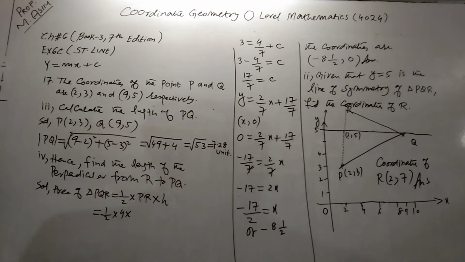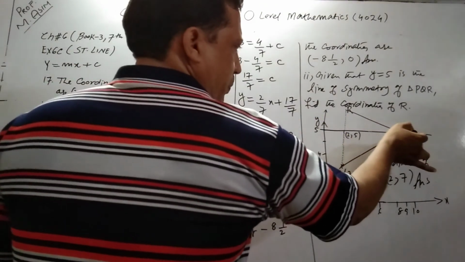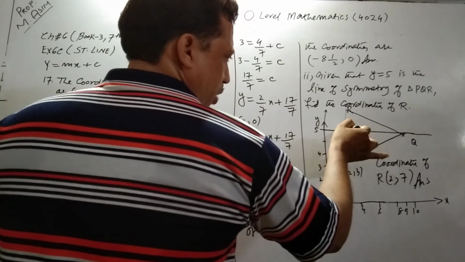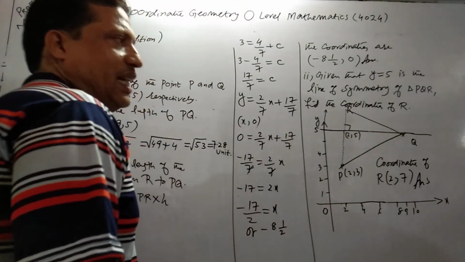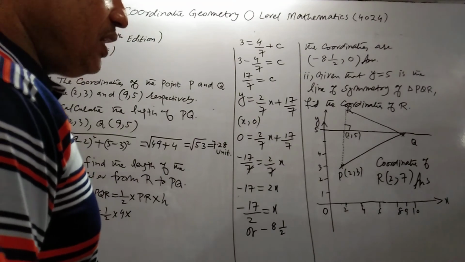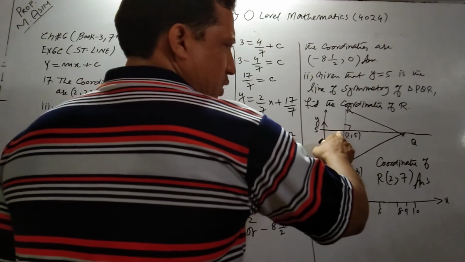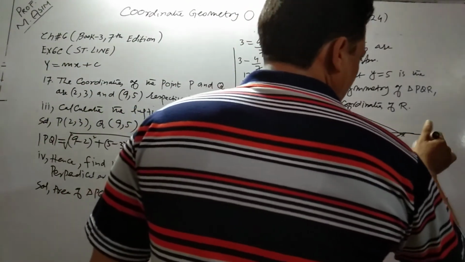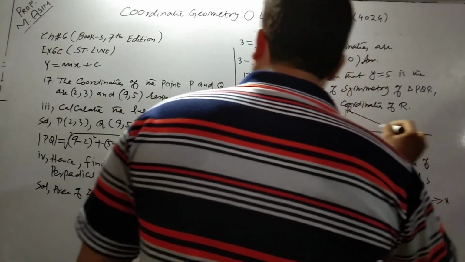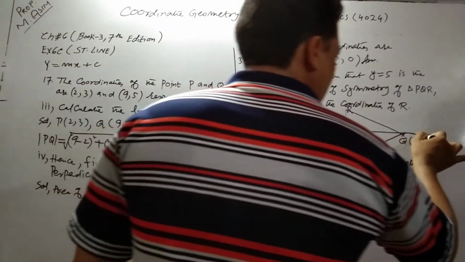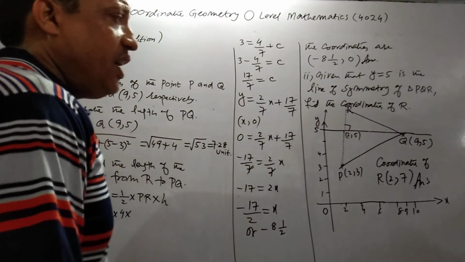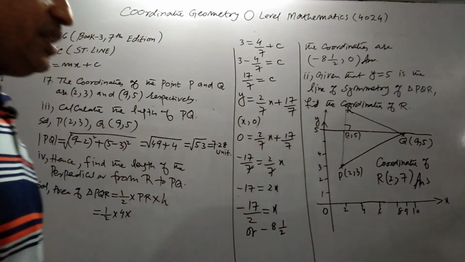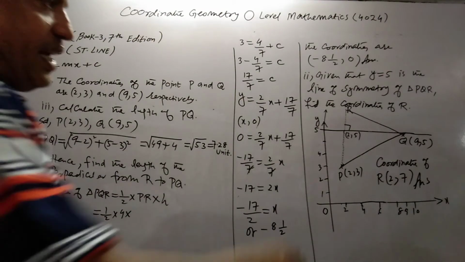Multiply by height. Height means the perpendicular length. So from this point to this point, this should be the height. So what is the length of this point? This point is 2, 5. And what is the value of Q? The value of Q is 9, 5.